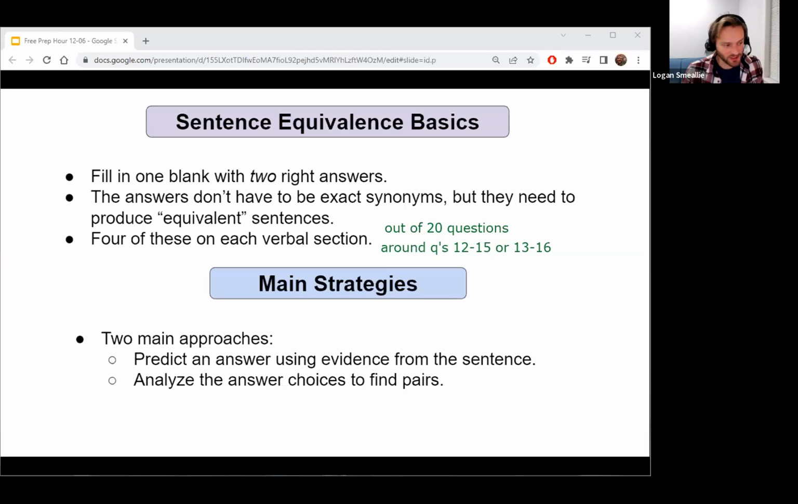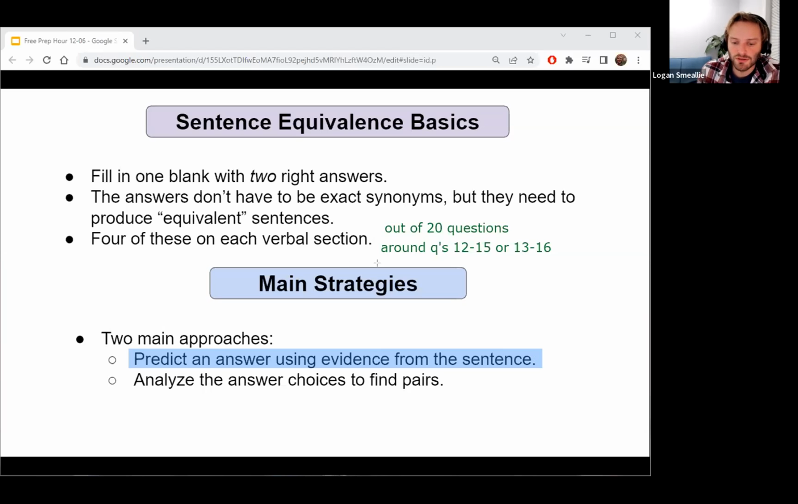The first one is something very similar to what you might do in the other type of fill in the blank question, where you are just filling in one answer per blank. You look at the sentence, find the most important piece of evidence that relates to that blank, and basically predict what the answer should be in your head. Probably you're predicting a word that's a little bit simpler than some of the words that the GRE uses, but then your job is to find the word that matches what you expected. You can still do that and should still do that on sentence equivalence. It's very important to match the evidence in the sentence.